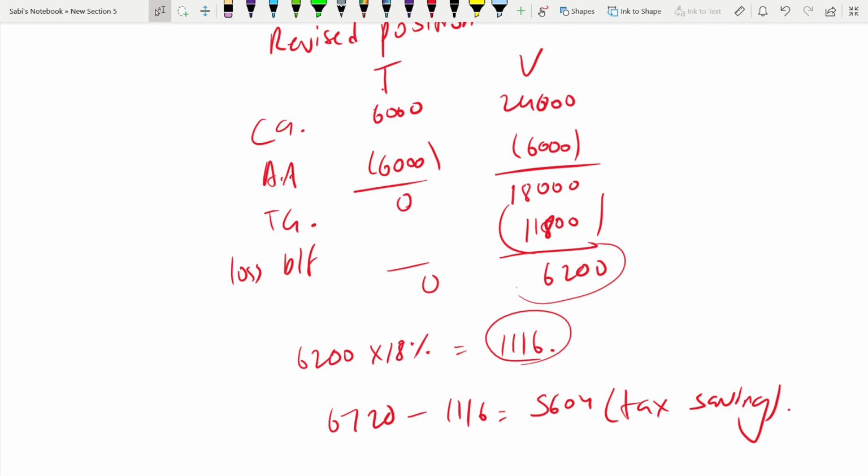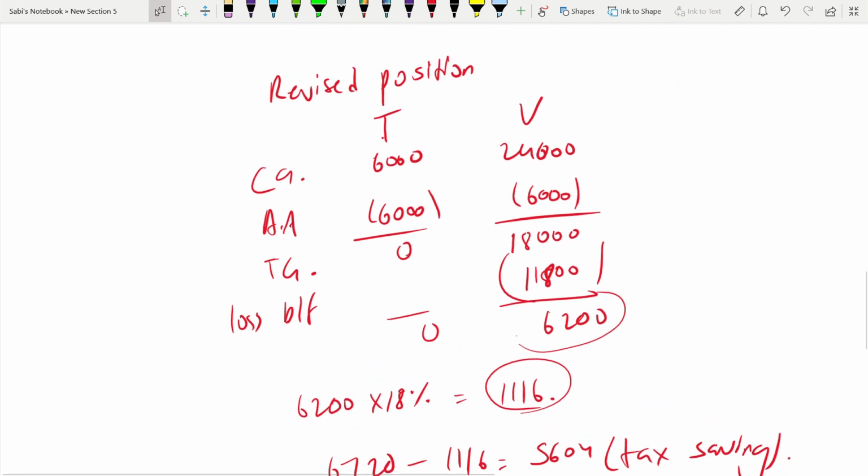See here. Look at the revised position of Vanessa. Vanessa is having a gain of 6,200, isn't it? Earlier she did not have any gain, but now she has this gain. Before T transferred the asset to V, husband transferring it to wife, this 6,200 was in the hand of whom? Thomas. Thomas was paying at what rate? 28%.